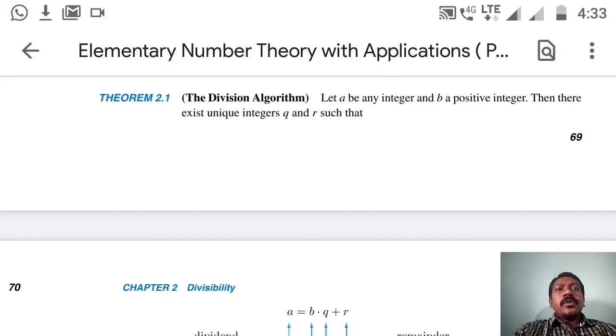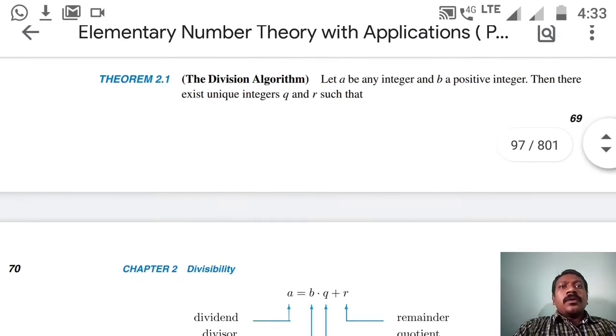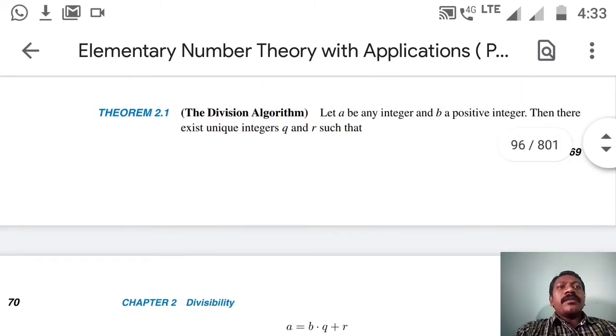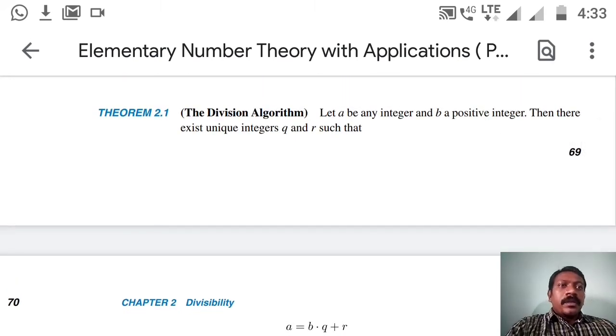My topic is to explain the division algorithm. The statement is: let a be any integer and b a positive integer. So we have to note here a is any integer and b a positive integer, so it must be from 1. So 1 to infinity, we can take any one positive integer.